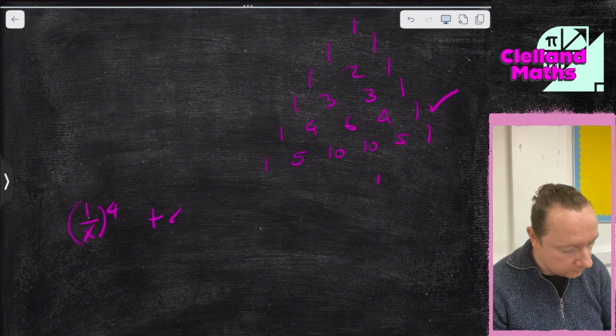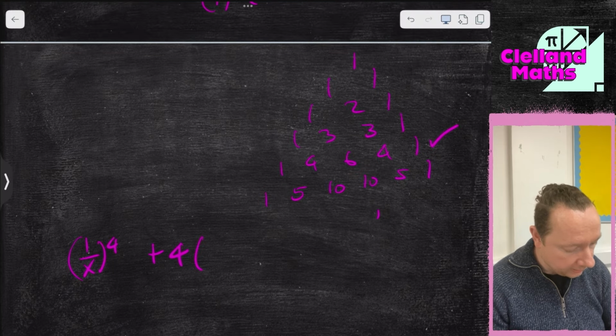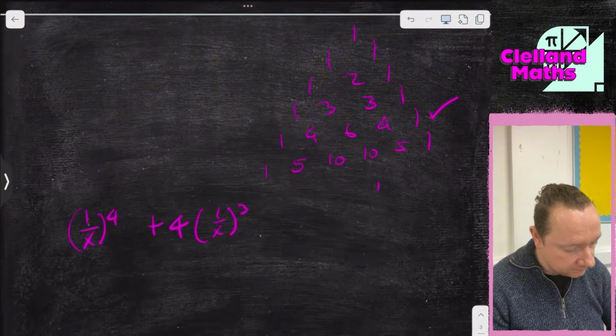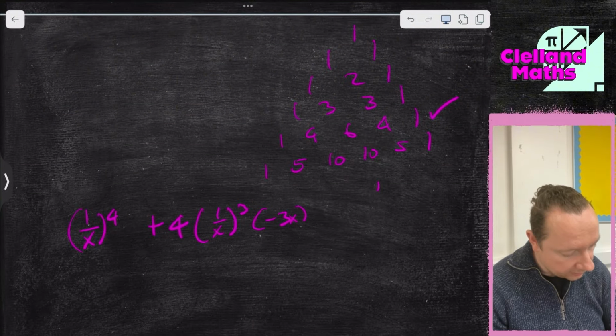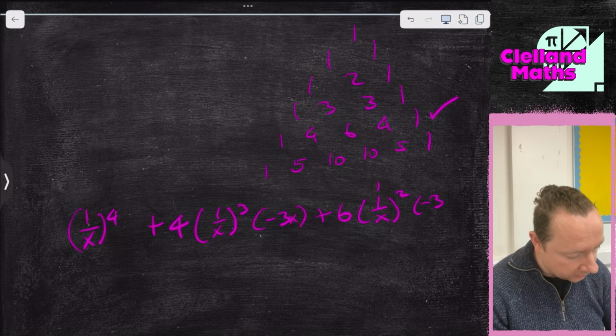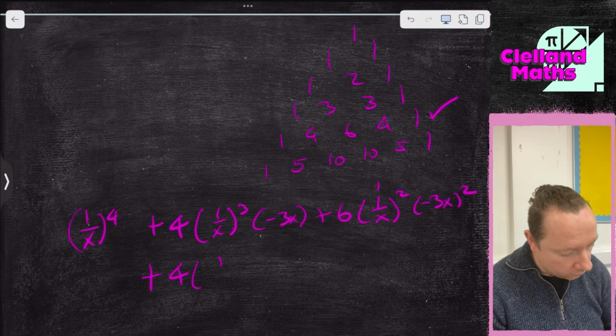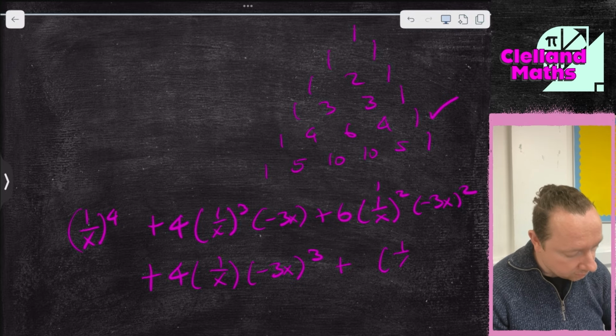plus 4, 1 over x cubed, and then it's minus 3x, and then 6, 1 over x squared minus 3x squared, 4, 1 over x minus 3x cubed plus 1 over x. Well, that's gone actually, so no 1 over x minus 3x to the 4.